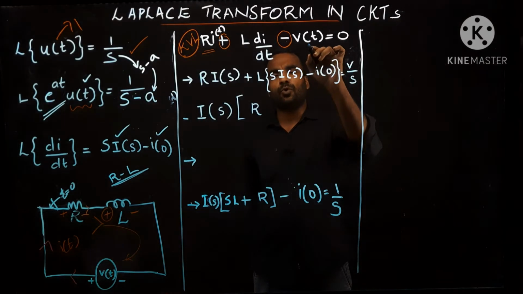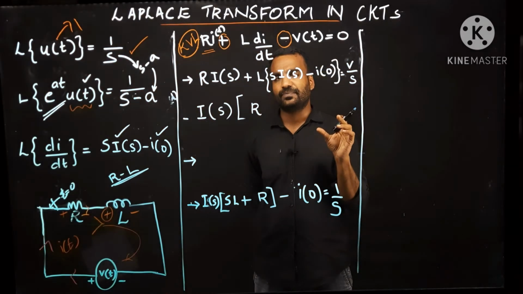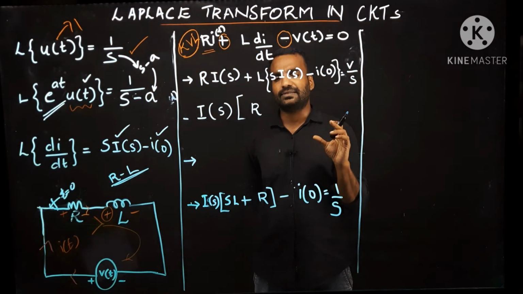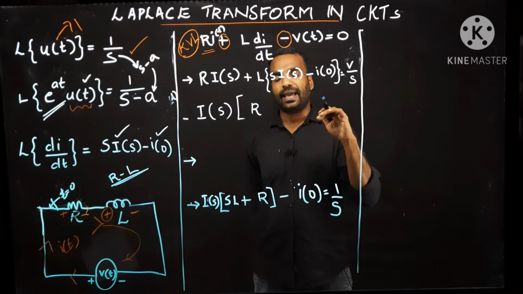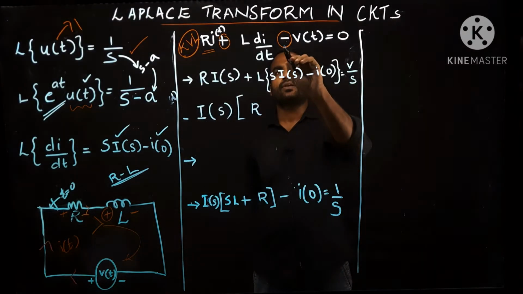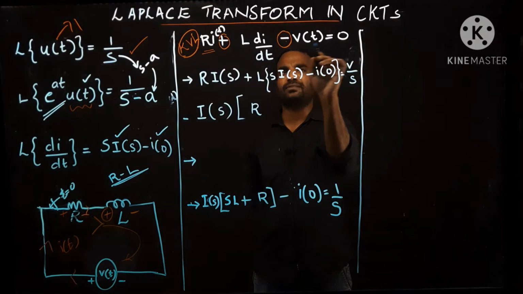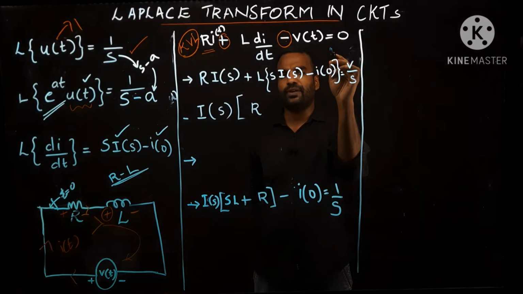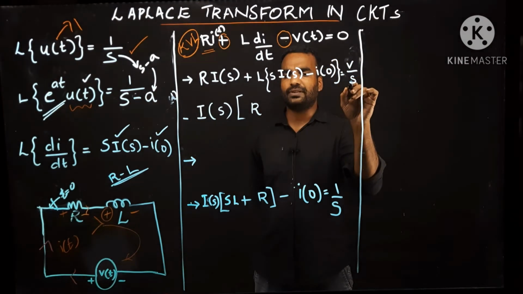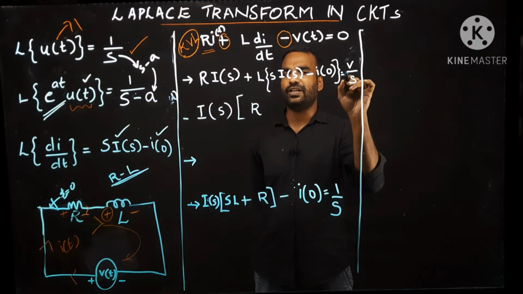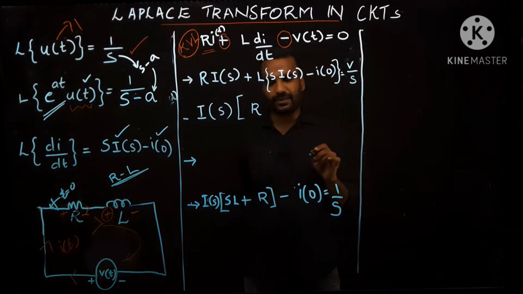So, this voltage is considered as a constant voltage source and its value is taken as V by S in the Laplace domain. So, on the right hand side it is marked as plus V of t or V, and by taking Laplace transform it is rewritten as V by S. I hope it is clear.